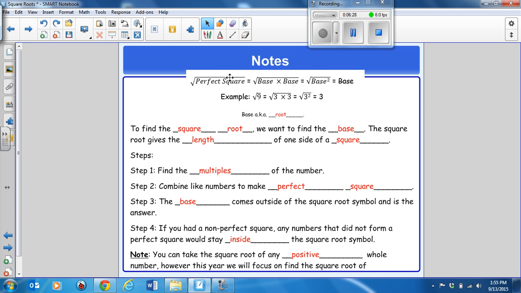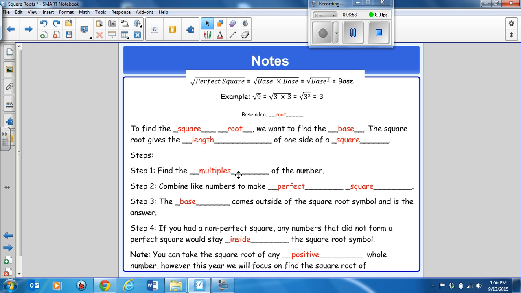So what we have is our perfect square inside of the square root symbol. Essentially, that is the base times the base, and we could also say that is our base squared when we write that as a perfect square. Then our answer when we take the square root of the number is just the base. So it's 3, or the root. Base is also called the root. So to find the square root, we want to find the base. The square root gives us the length of one side of a square. That's what I showed you a few slides back.